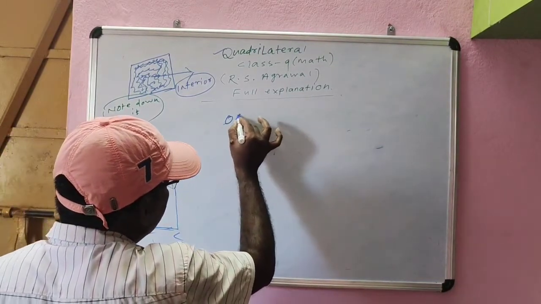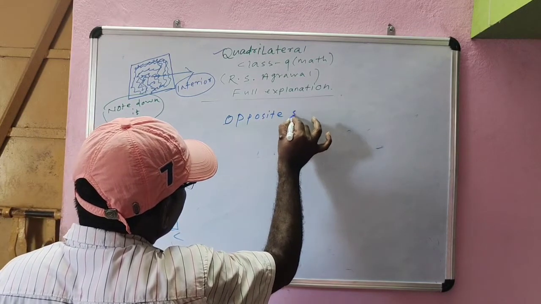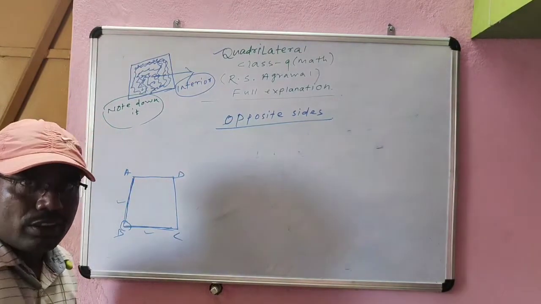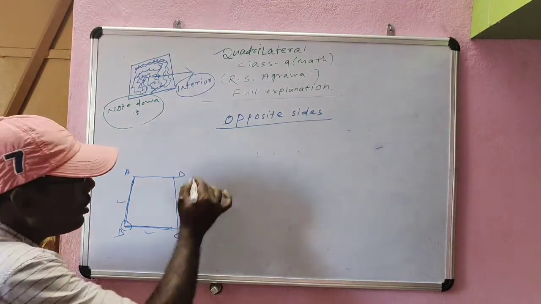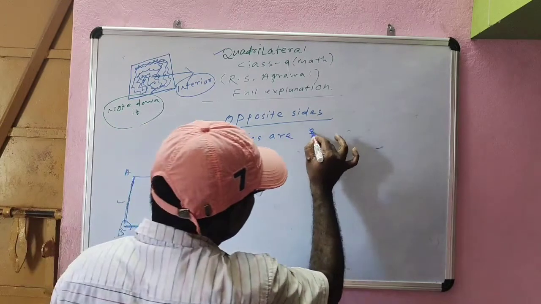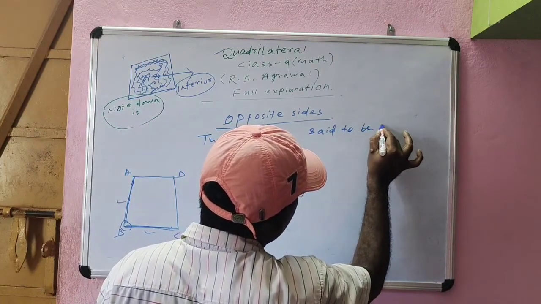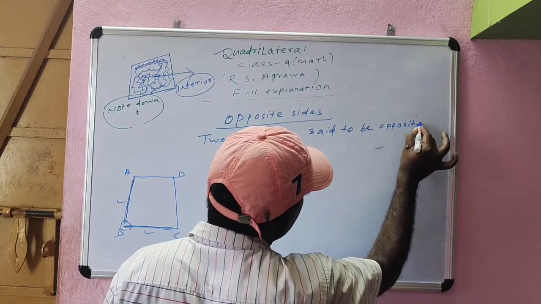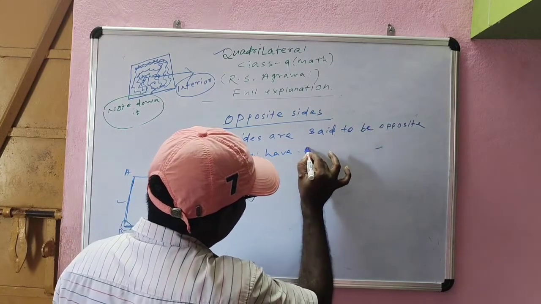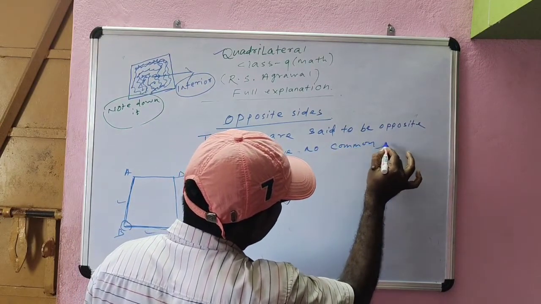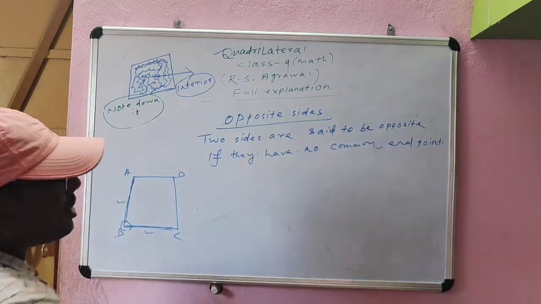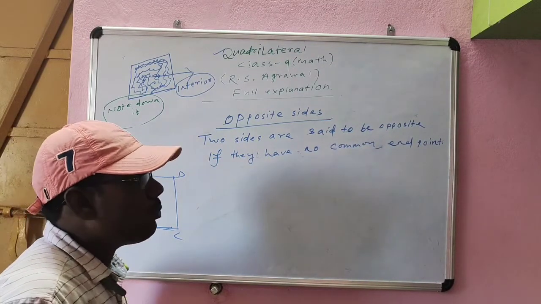Now opposite sides. Then what are opposite sides? Two sides are said to be opposite if they have no common endpoint. Examine it.